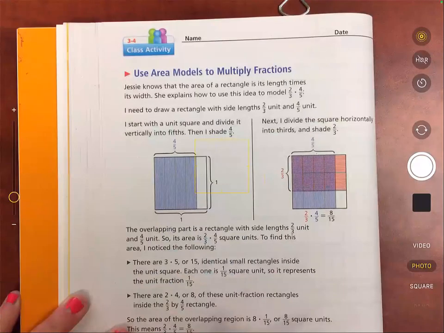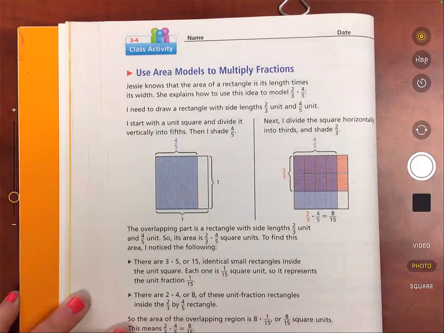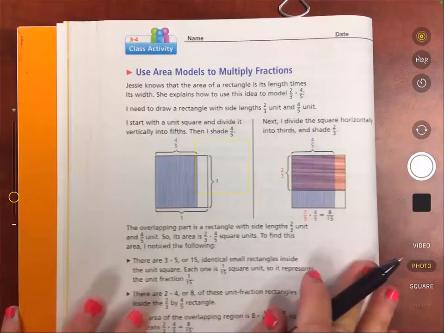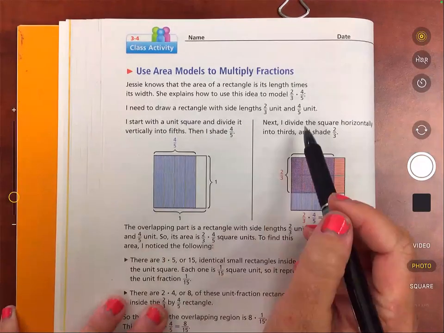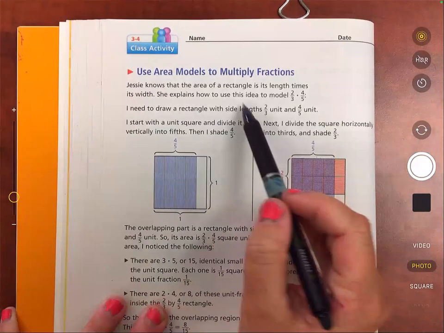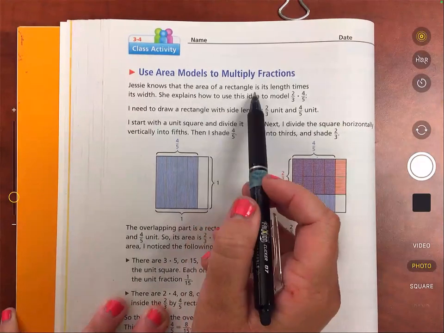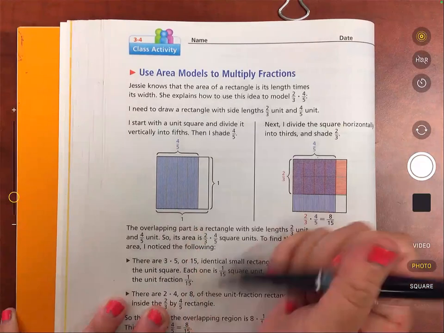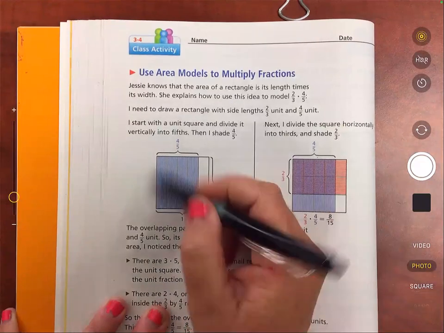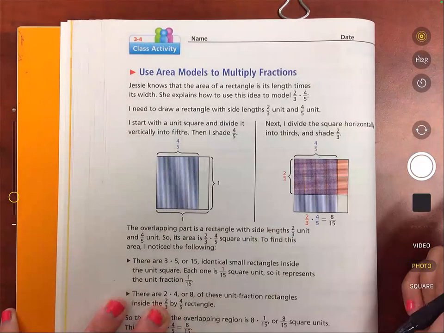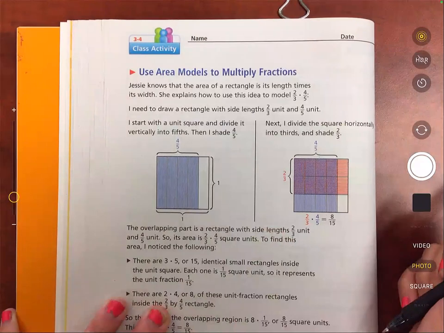Yay! The other model is an area model. An area model is a square. So Jessie knows that the area of a rectangle is its length times its width. You guys know that, right? You multiply one side times the other to get the area. Yeah, basic. Second grade.